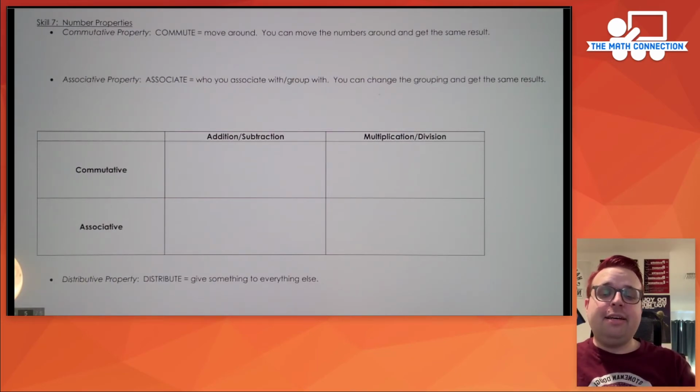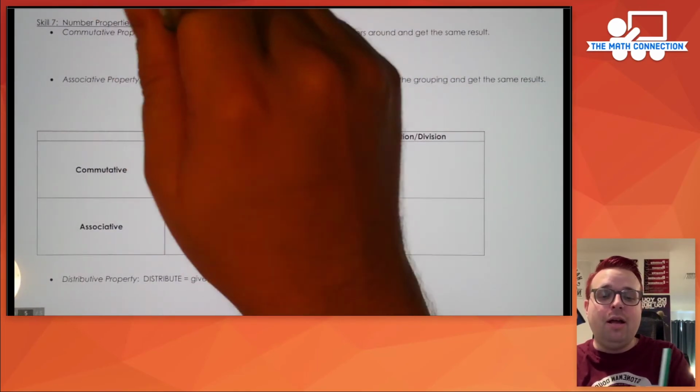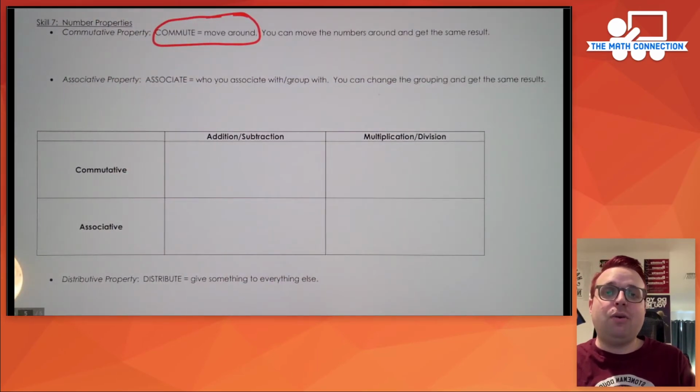So the first thing is the commutative property, and when I teach this to my students, I like to tell them ways to sort of remember what they mean. So look for the root word inside of commutative. The root word in there is commute. And what does it mean when you tell somebody that they're commuting to and from work? You already do it every time you go to work. You're moving from point A to point B. So the key word here is commute, which is like moving around.